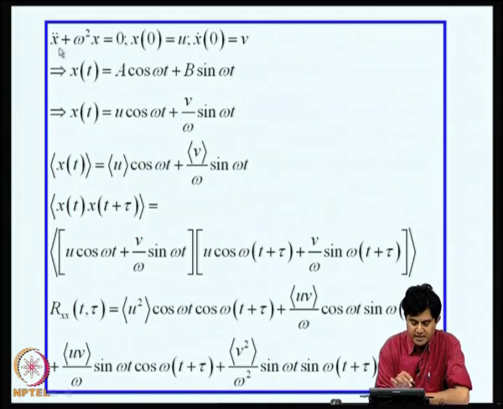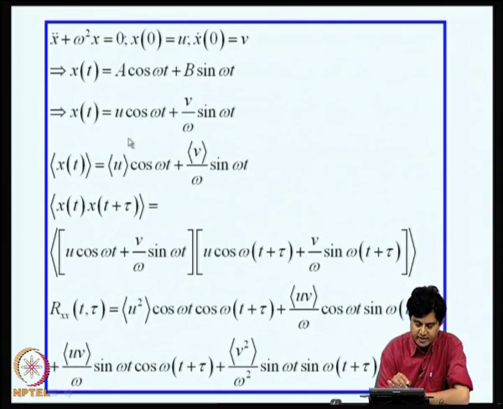So, the problem is x double dot plus omega square x equal to 0, x of 0 is u, x dot of 0 is v, where u and v are random variables. So, x of t is a cos omega t plus b sin omega t. If you use the specified initial conditions, I get x of t as u cos omega t plus v by omega sin omega t.